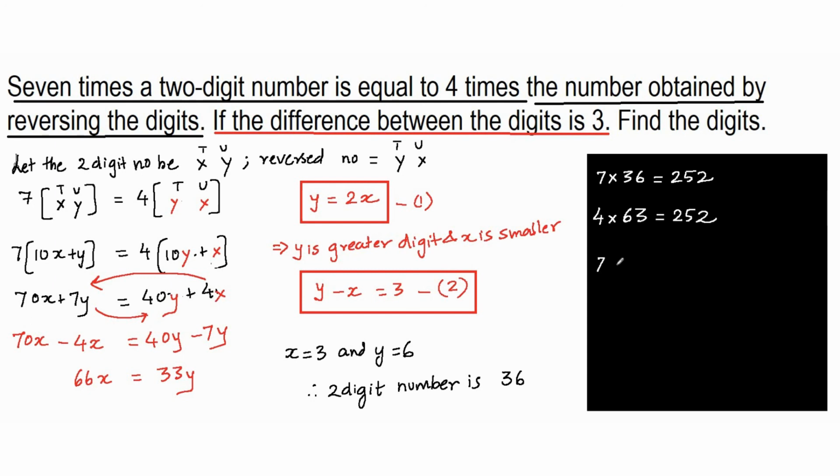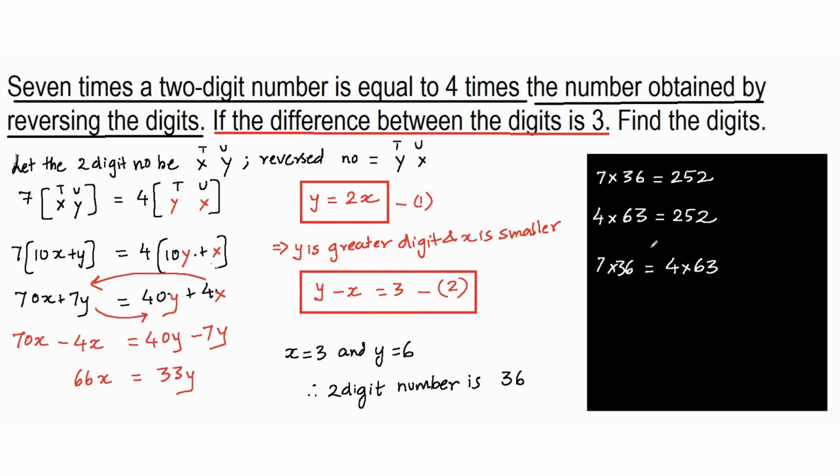So you will notice that 7 times the original number is indeed equal to 4 times the number obtained by reversing the digits. And it is also seen that the difference between the digits is 3. So this answer is right.